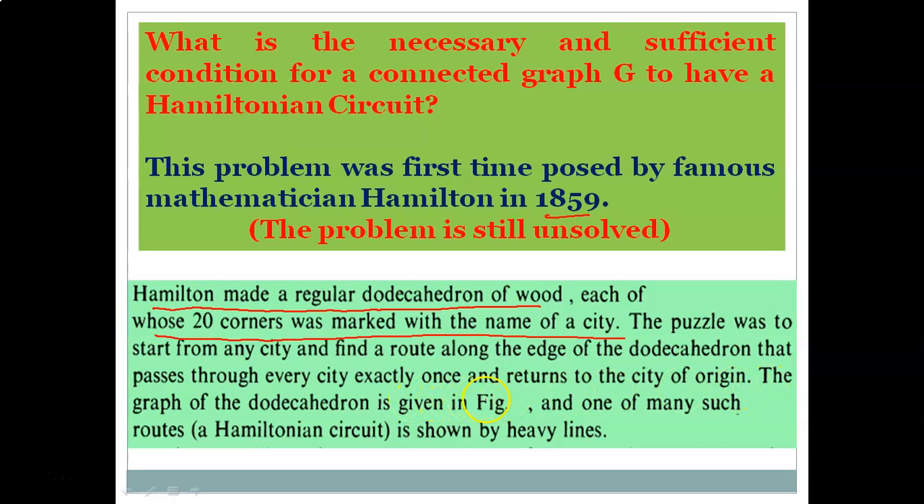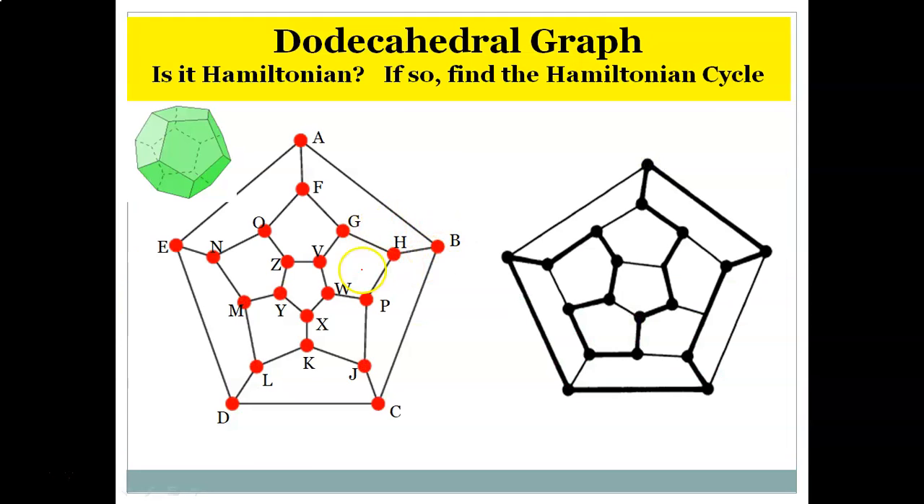The graph of the dodecahedron is shown in the figure in the next slide, and one of many such routes is shown by the heavy lines in the next figure. This is the graph of the dodecahedron. If you start at A, B, C, D, E, F, G, etc., these are the vertices, marked here with red dots. The question is: is it Hamiltonian? If so, find the Hamiltonian cycle. So, the answer is here.